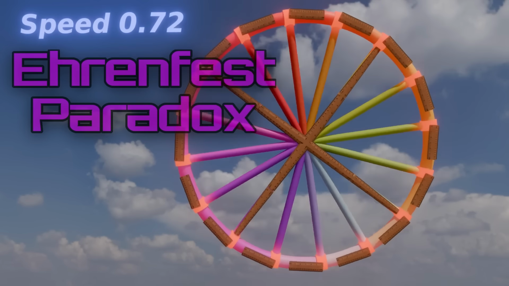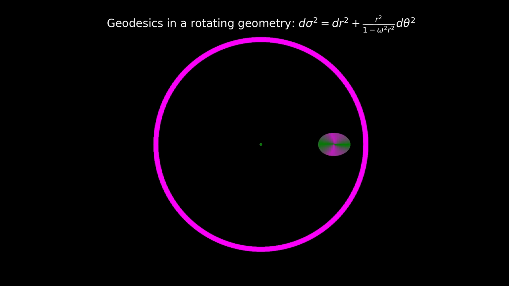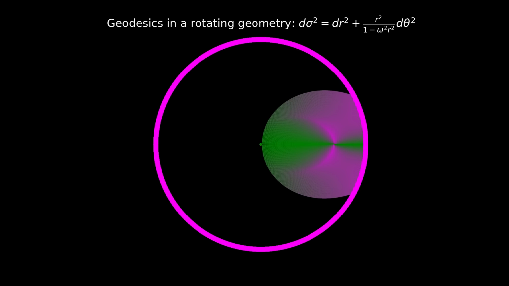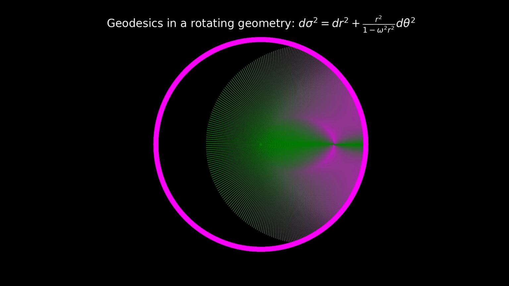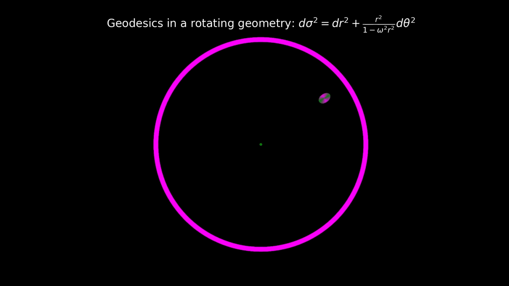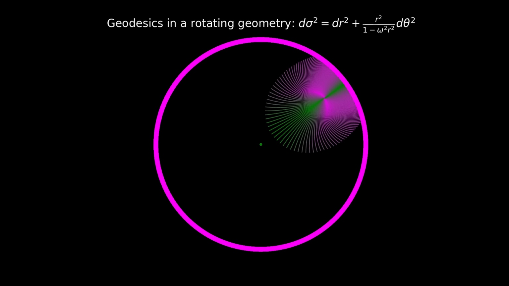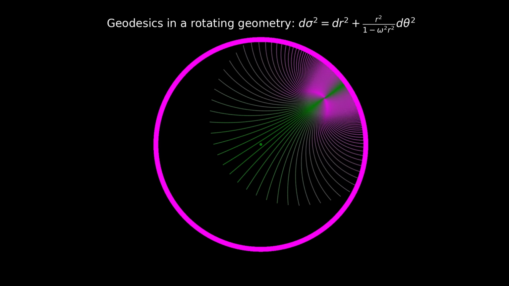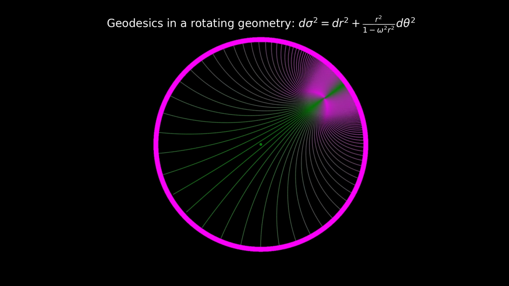But what about the spatial geometry of the rotating disk in general? Geodesics are, by definition, the straight lines or shortest paths in a Riemannian manifold. We do not solve the geodesic equation in this video, but we will draw what they look like.